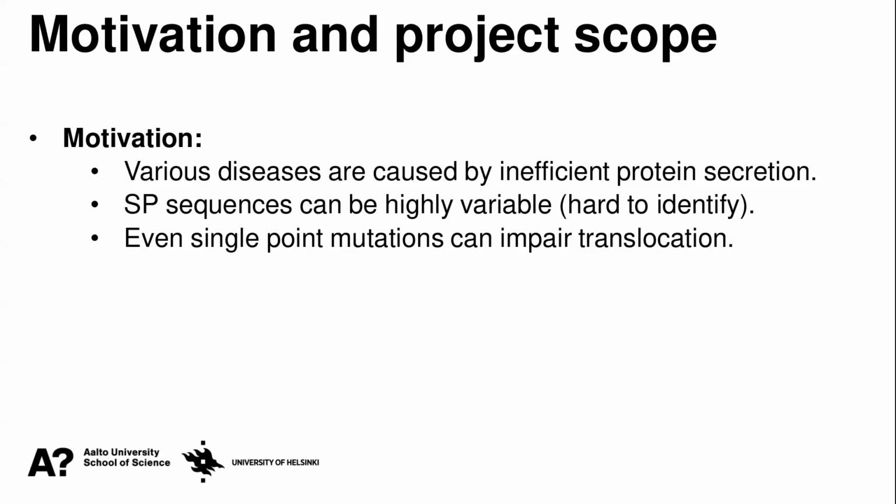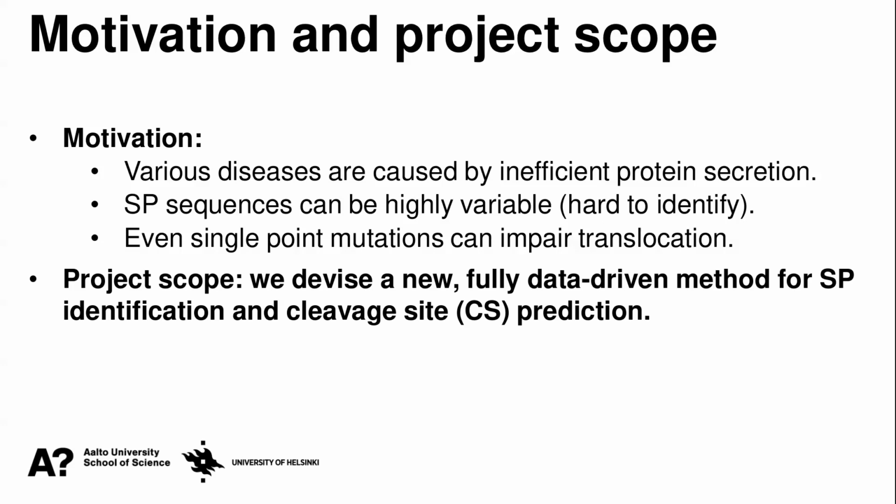Then, the proposed problem is non-trivial, as signal peptides can be highly variable and lack clear consensus motifs. For this reason, a plethora of machine learning methods have been previously developed for this task, but none of them solve the problem completely. The problem becomes even more challenging as even single amino acid mutations can impair the signal peptide functionality. So for the scope of our project, we aim to devise a new fully data-driven method for signal peptide identification and cleavage site prediction.